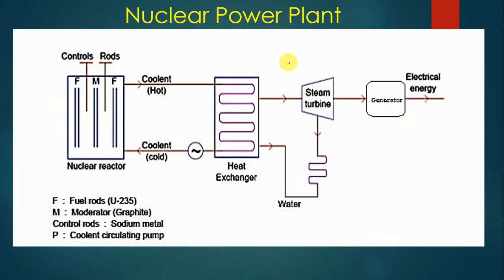In the thermal power plant we have seen that there is a boiler, in which we use coal or another kind of fuel for generating heat. Here in the nuclear power plant we are using nuclear energy, or a nuclear reactor, for generation of the heat. That's the only difference, whereas the other working components are the same.